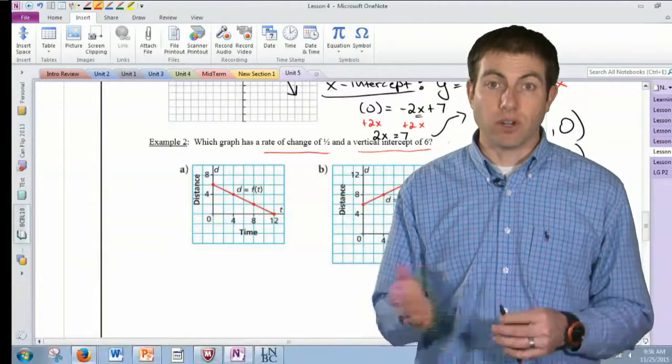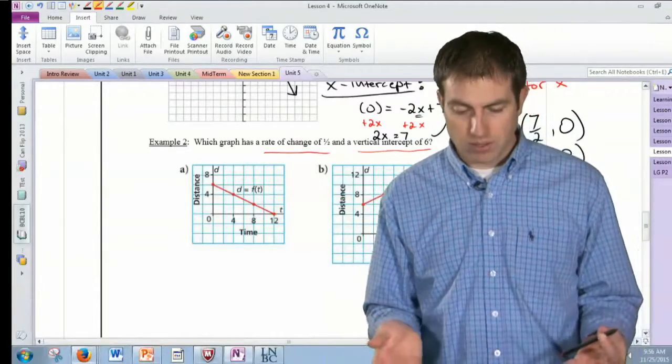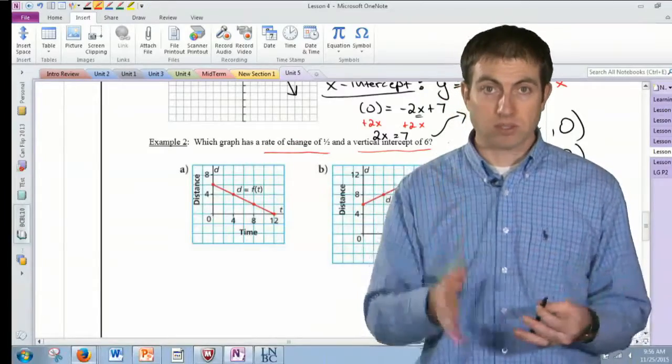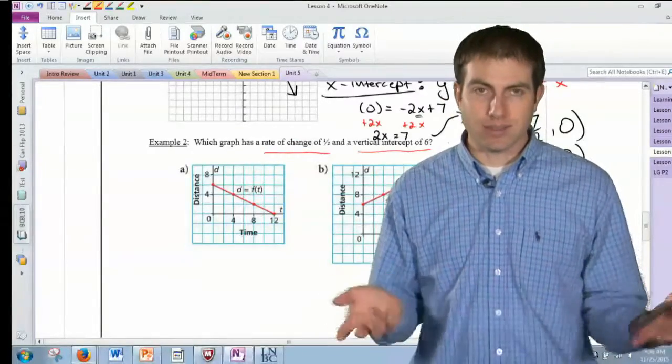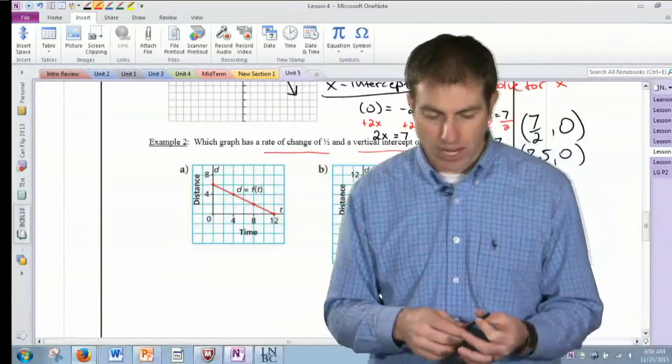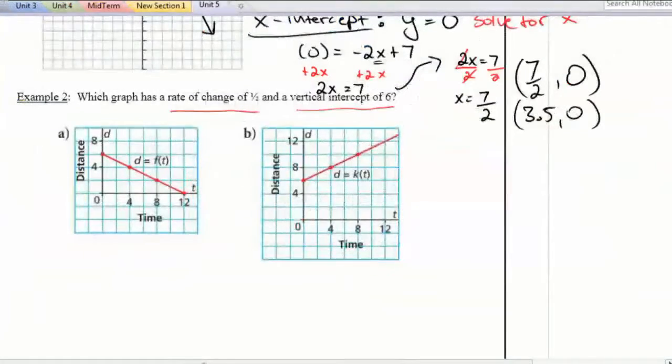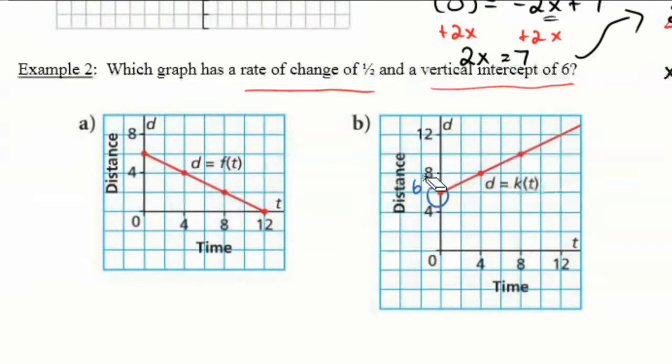In this case, it's saying the vertical intercept is 6. So let's look at both of the graphs and figure out if maybe one of them crosses that vertical intercept at a point that isn't 6. So we could just eliminate one of these graphs right away. So if I look at the first one, I see that it's crossed at 6, so that doesn't work. And this one is also crossing at 6. Okay, so they both cross at 6. So I've ruled out the idea of them having a unique y-intercept. So they both cross at 6.